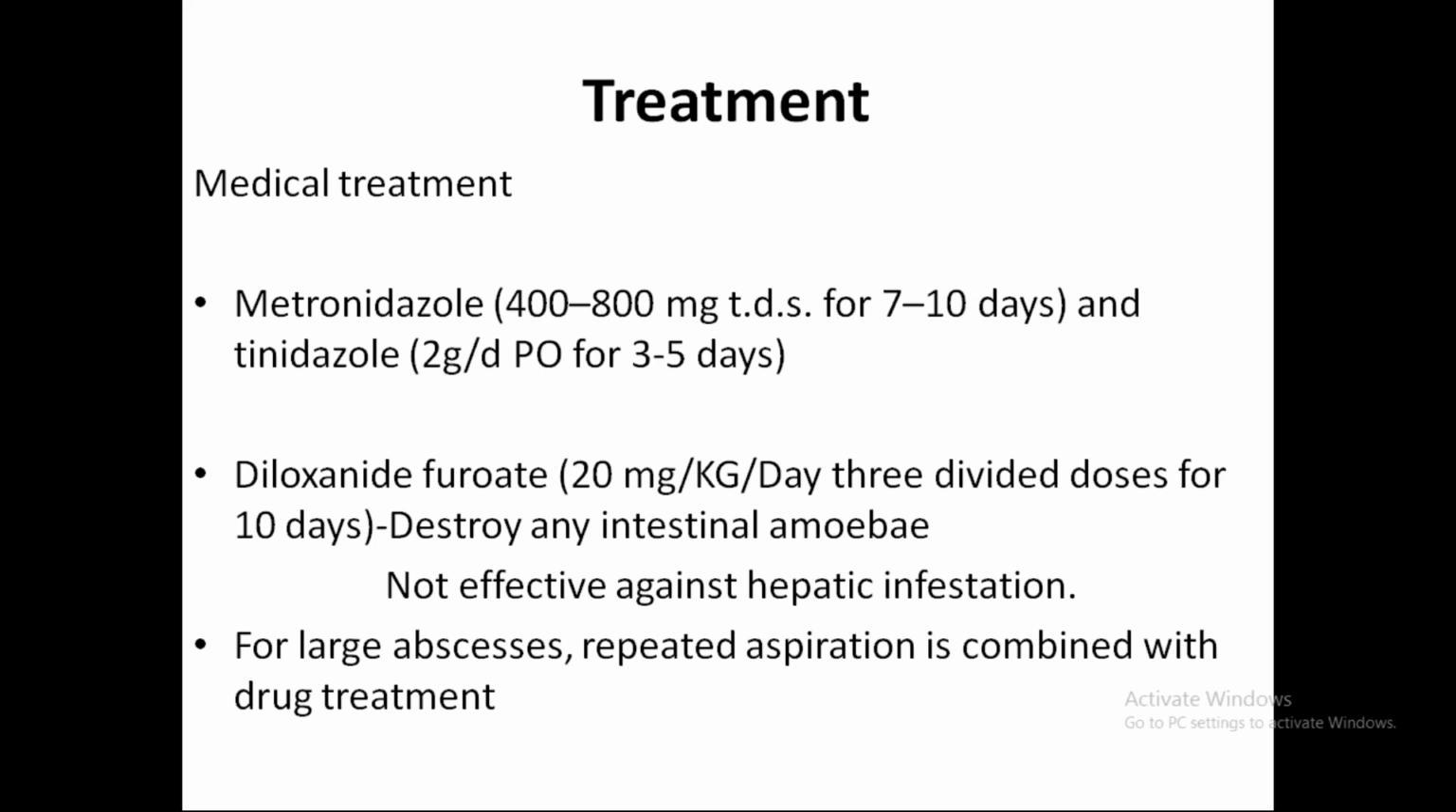Next is diloxanide furoate, 20 milligram per kg per day in 3 divided doses for 10 days. This destroys any intestinal amoeba, but is not effective against hepatic infestation. For larger abscesses, repeated aspiration is combined with drug treatment.